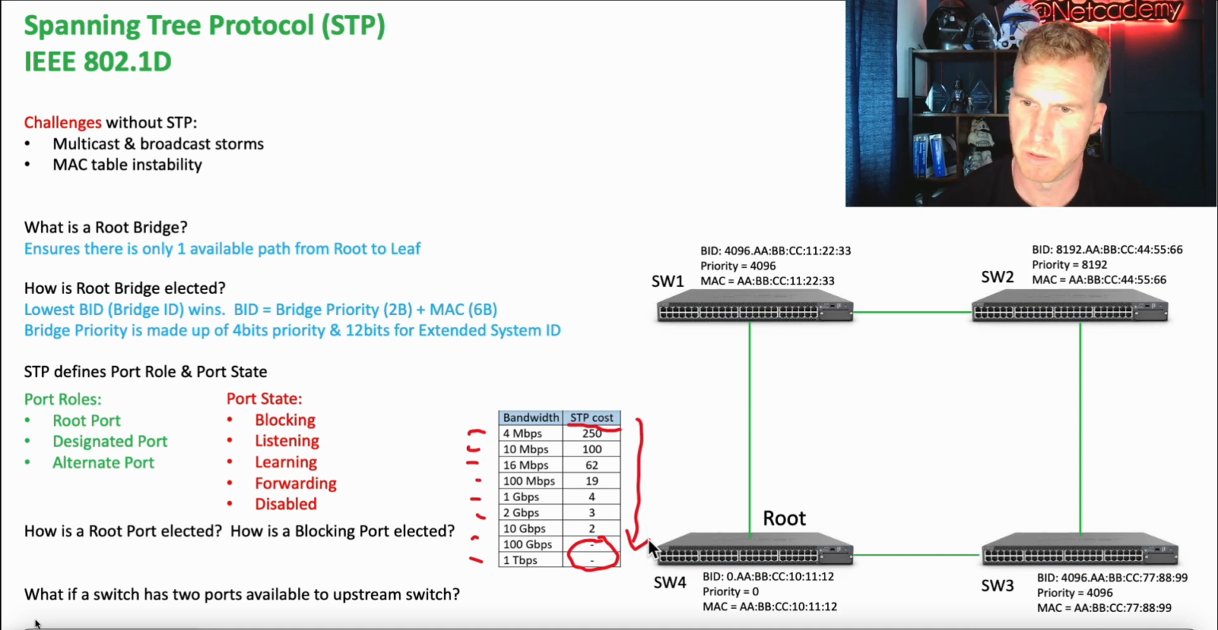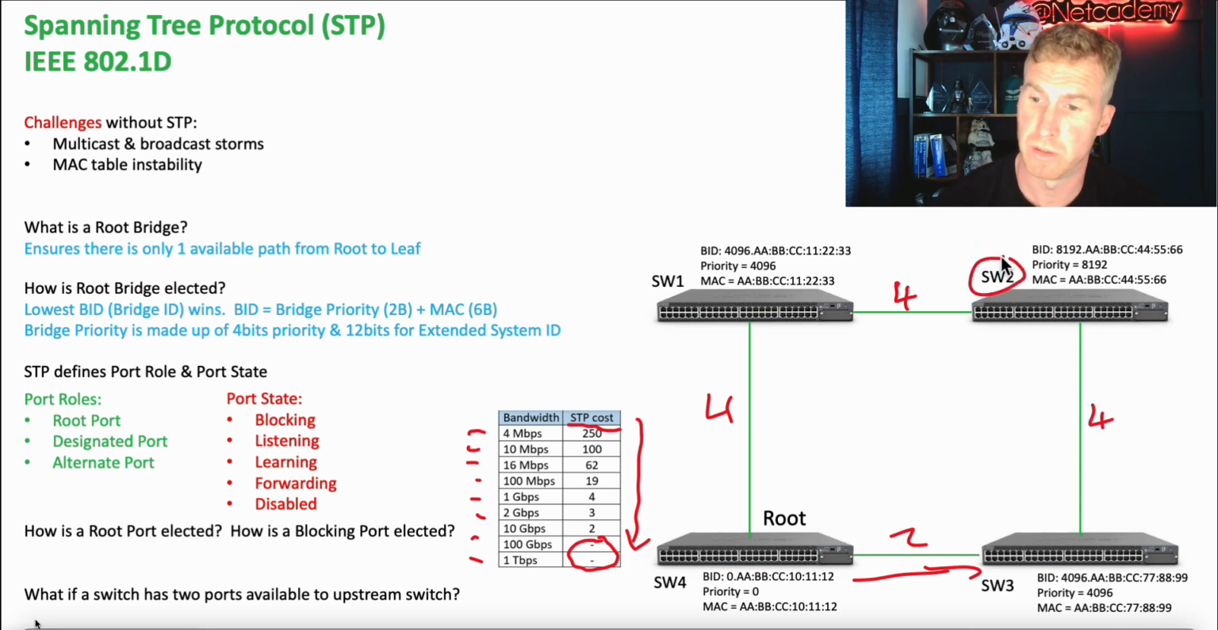So if this was 1 gig here, this would be a cost of 4. That would be a cost of 4. If this was 10 gig here, that would be a cost of 2. And maybe this was 1 gig with a cost of 4. And again, from SW2's perspective, what's it going to prefer? Well, it's obviously going to prefer this route because it is a lower cost of 6.